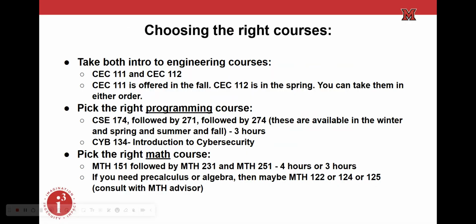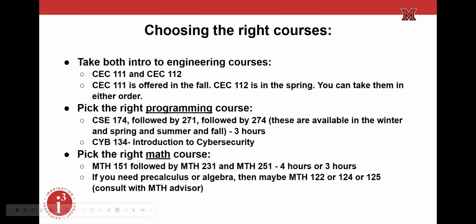Okay, choosing the right courses. So you'll take both of your engineering courses, which are the intro courses, your CEC 111 and 112. 111 is offered in the fall, and 112 will be offered in the spring. CEC 111 and 112 do not have to be taken one after the other. You are able to take 112 in the spring, and then the following fall you can go back and take 111. Either order for these courses is fine.